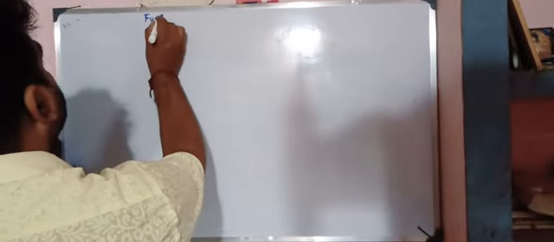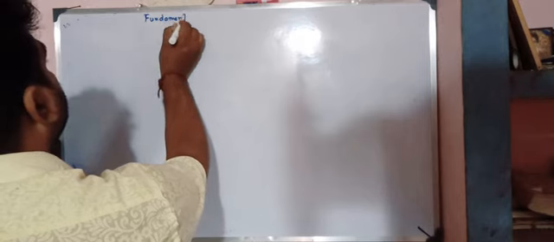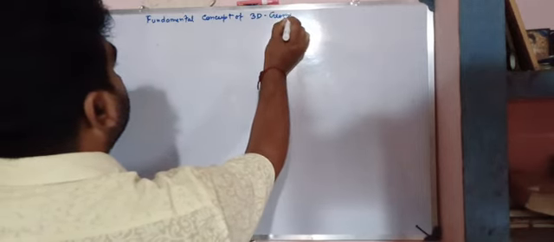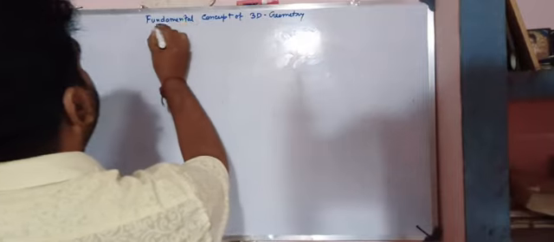The chapter name is Fundamental Concept of 3D geometry. That is the first chapter of 3D geometry. Now let us move to one question.